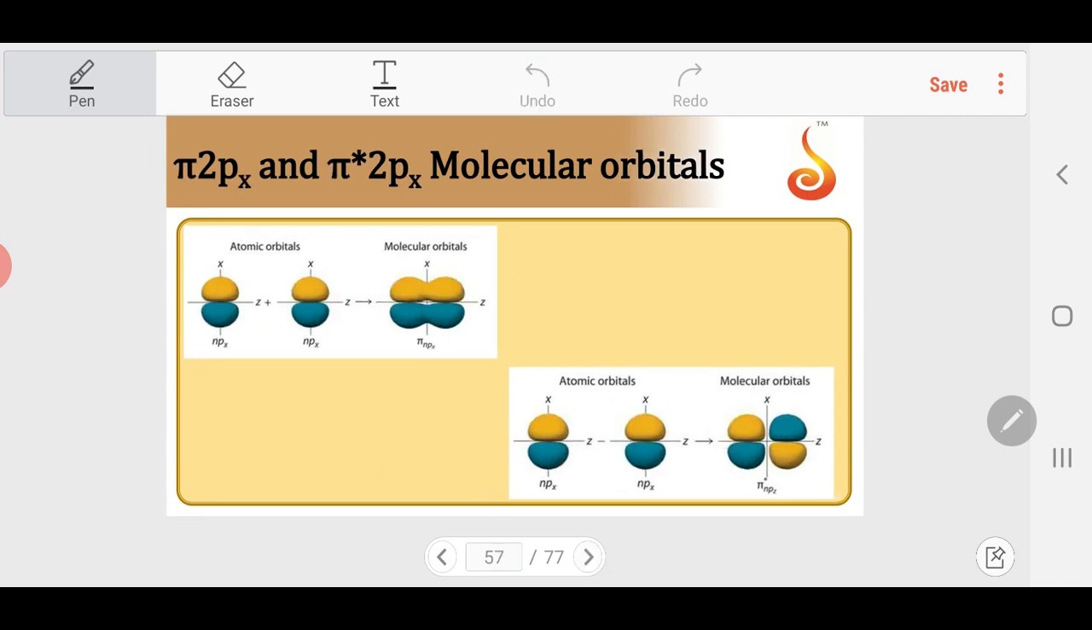In the same way, pi orbitals are formed by lateral overlapping. You can see the yellow one is overlapping with the yellow one, becoming a yellow lobe, with a blue lobe at the bottom. So, this is the pi molecular orbital pi 2px. Here you can see yellow, blue and yellow. If yellow is plus, then this will be minus, this will be minus, this will be plus. Here also plus, minus, but the overlapping is plus, minus, minus, plus. So, this is anti-bonding pi star 2px.